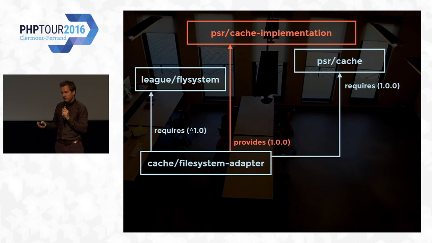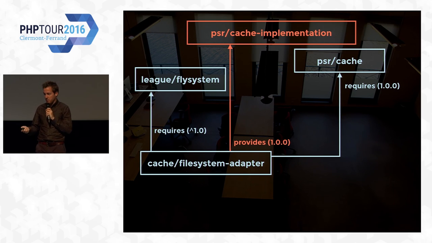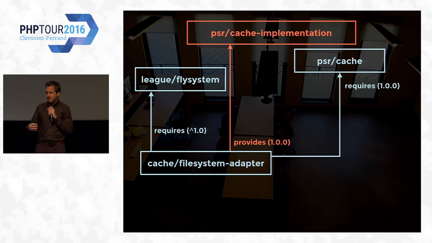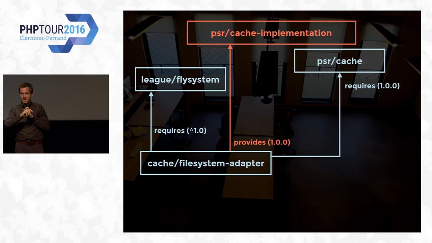So there's a couple of implementations out there. One of them is cache/file system adapter, which provides implementations for these interfaces that are in the psr/cache package. So when you go look into the composer.json file of this package, you will see that it requires psr/cache. It requires leak/fly system to actually... Who doesn't know leak/fly system? Everyone knows. Good. So it provides implementations of the interfaces that are in psr/cache using leak/fly system. Sorry. And in the composer.json file, you will also see a provides block. And in this provides block, there's a link to psr/cache implementation. This is to tell packages.org to say, this package provides an implementation of this virtual package.